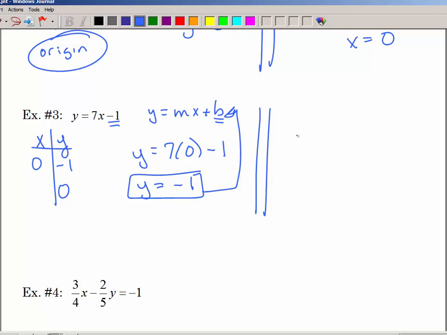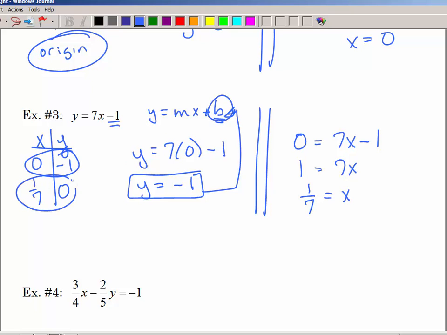But what about the x-intercept? So we let y equal 0 and solve for x. I'm going to add 1 and I'm going to divide by 7. So that's 1/7. So again, this is the y-intercept. We call that b. This is the x-intercept.